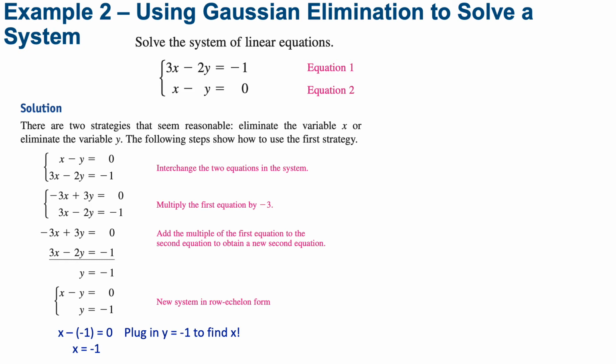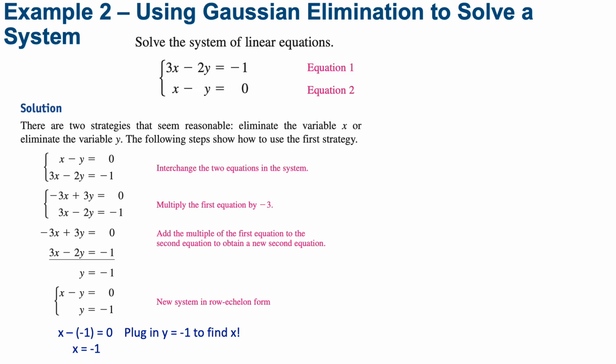So the first thing that we can do here is write the x minus y equals 0 on the top and then the 3x minus 2y equal to negative 1 on the bottom. We really didn't need to do that, but I guess it's the easiest way. So we do that, and then let's multiply the top equation by negative 3.